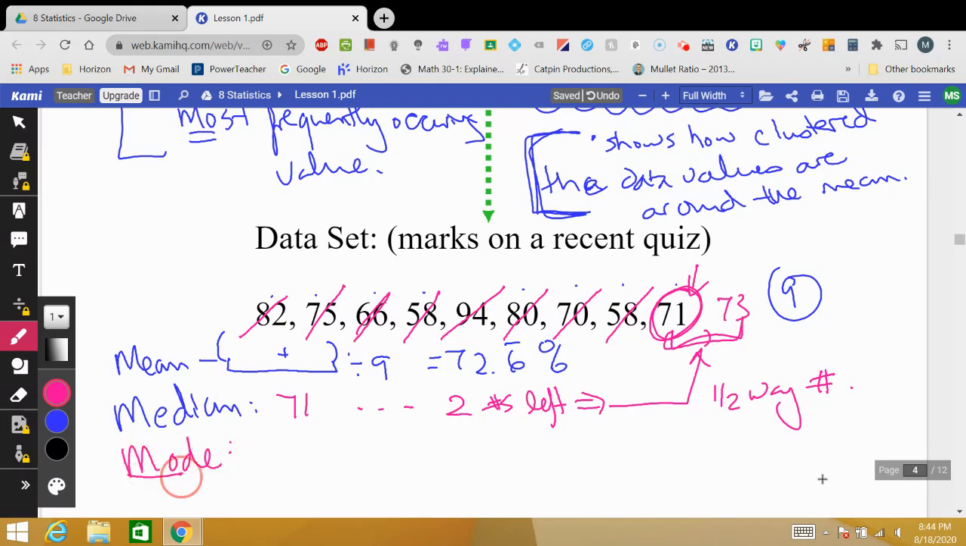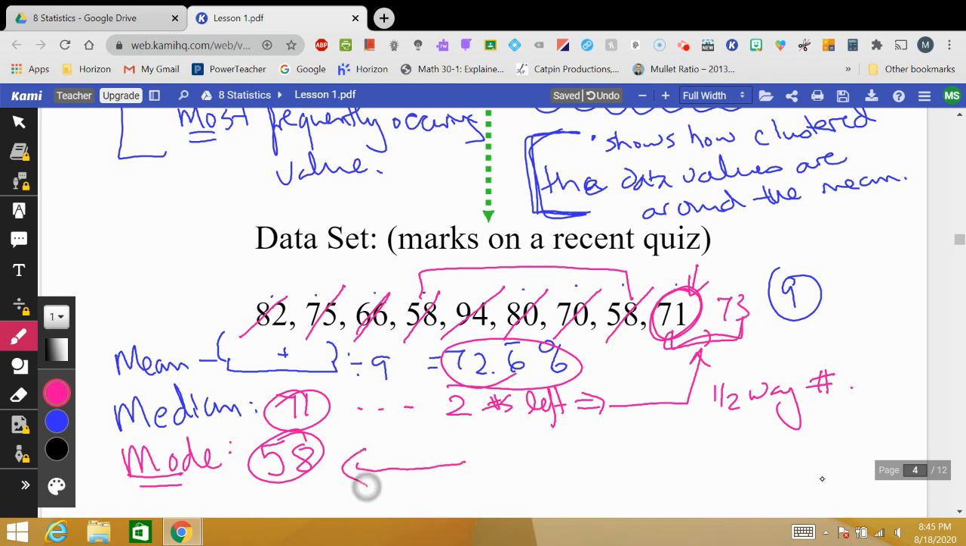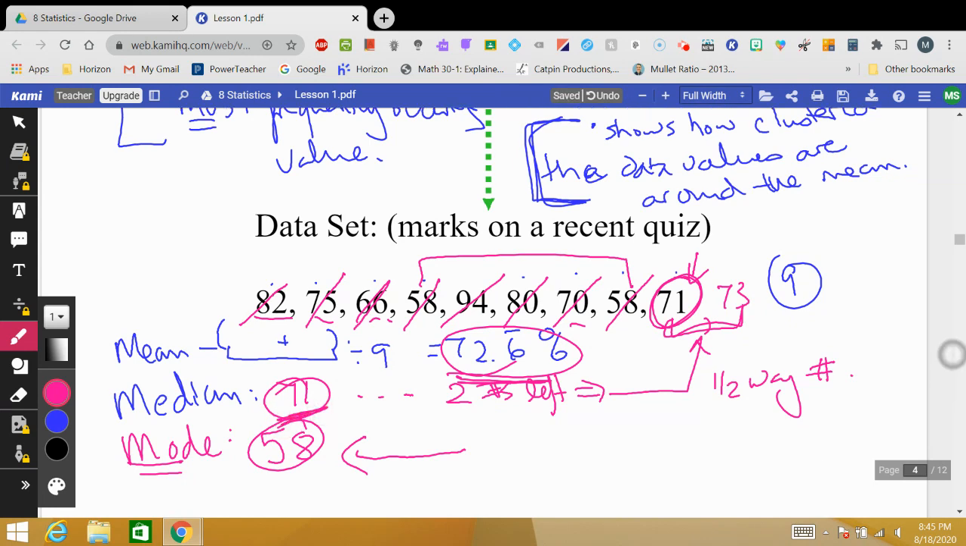Mode is the most frequently occurring data value. Do we have a data value that occurs the most? Yes, 58. So look at these 3. Class average is 73, median is 71, mode is 58. So in terms of which one do you think is the least accurate? I'd say the 58. Okay, because almost all of these marks here are in the 70s and 60s, or actually in the 70s.